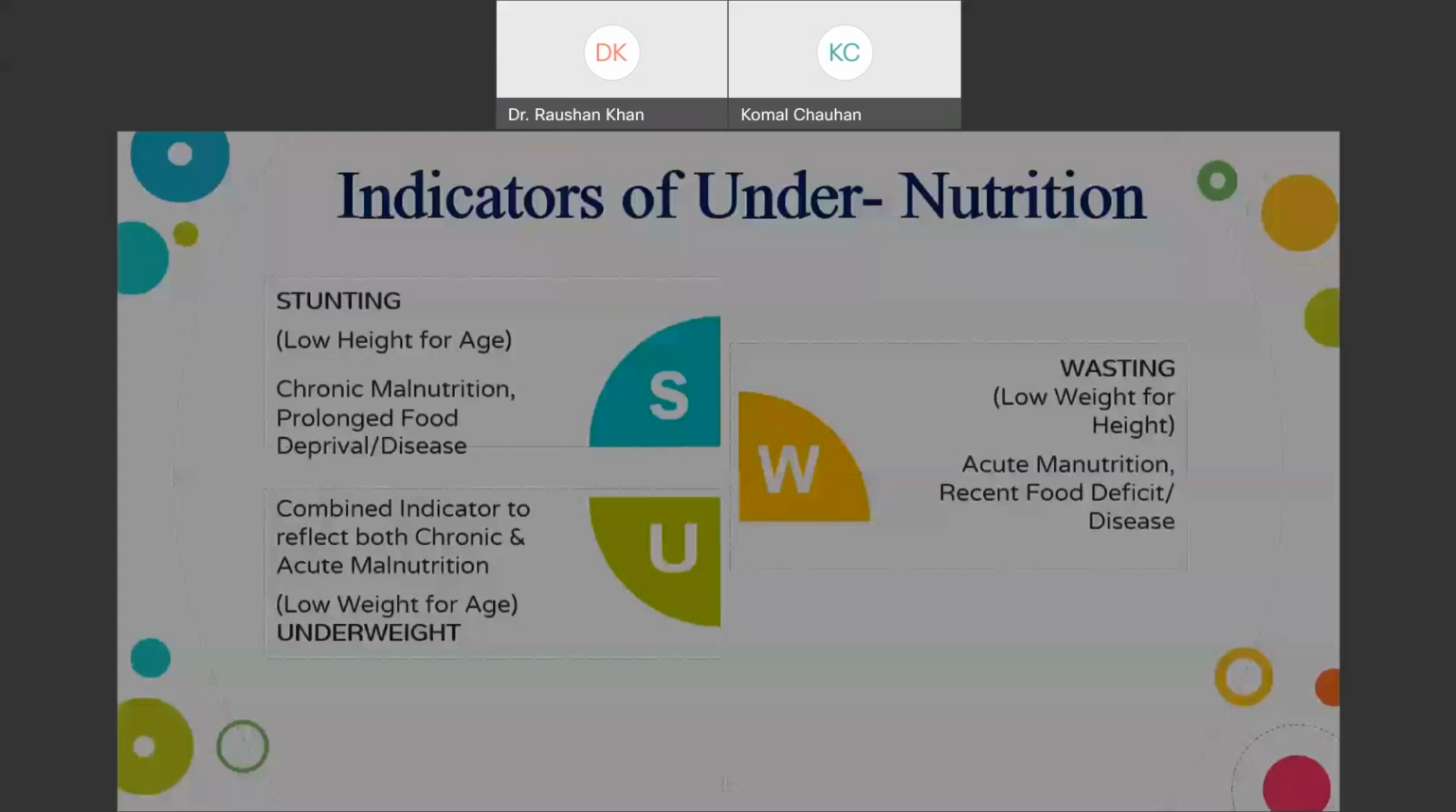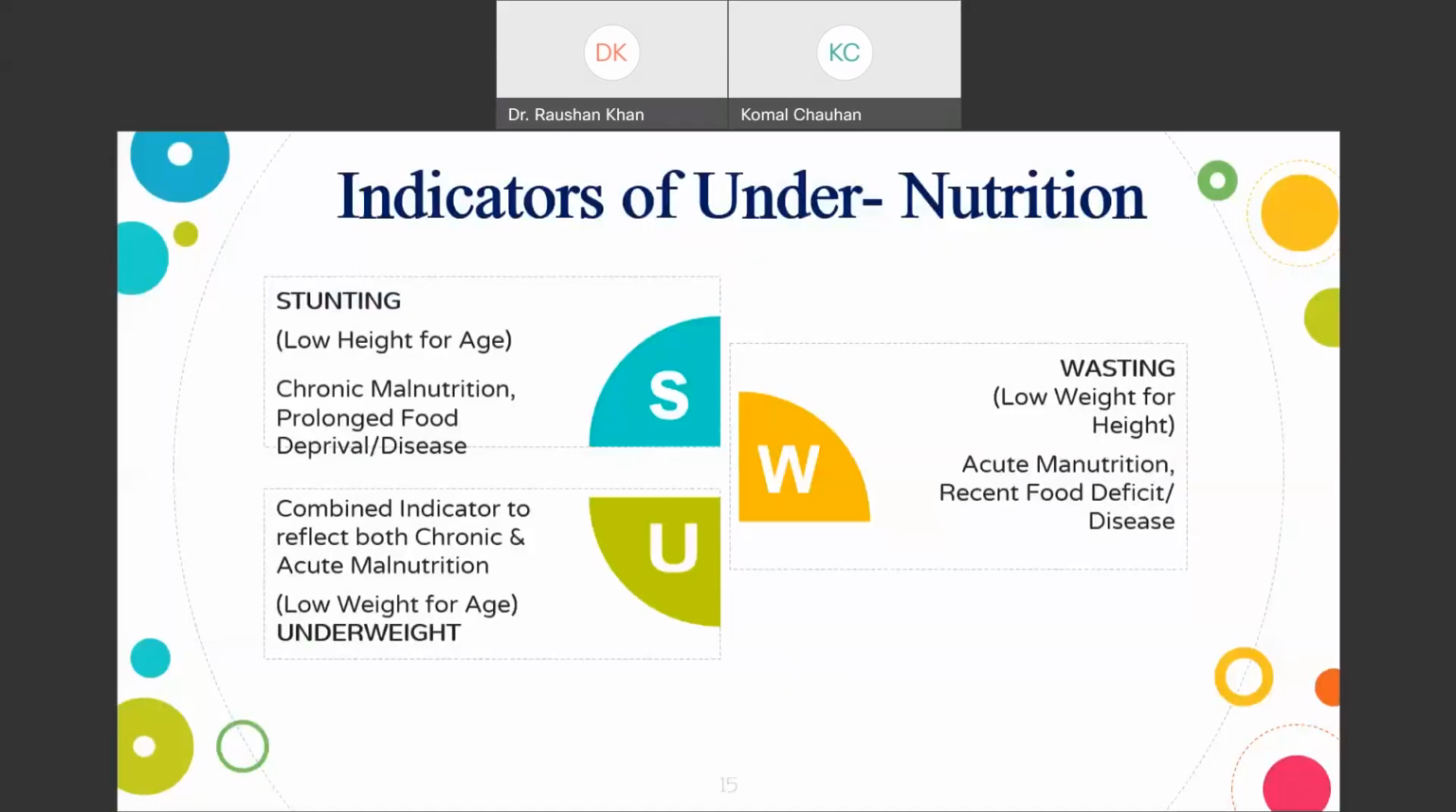Now, indicators of undernutrition. I'll tell you more about it. Firstly, stunting, which is very prevalent now across the globe. Stunting is also known as low height for age. If the height of the child is not increasing as per the age it should increase, then it is called stunting.